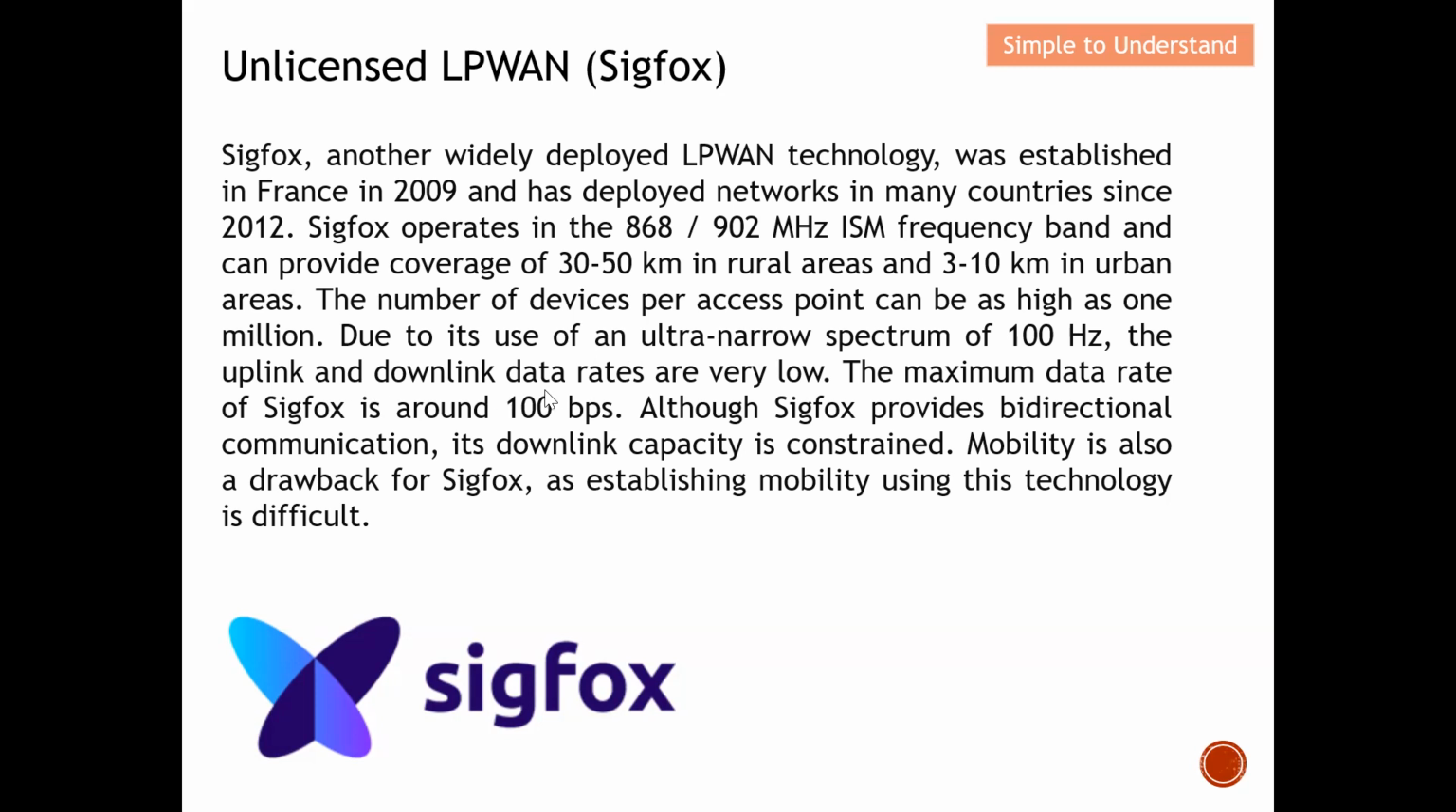The uplink and downlink data rates are very low. Because they use very little bandwidth, the amount of data they can carry is also very low. The maximum data rate of Sigfox is around 100 bits per second. Although Sigfox provides bi-directional communication, its downlink capacity is constrained. So for Sigfox, it is mainly uplink rather than downlink. Very few downlink messages; the majority is uplink, but very little capacity is assigned to the downlink.